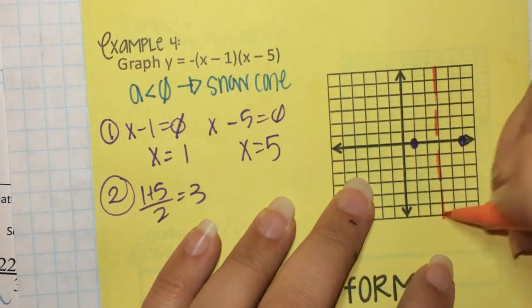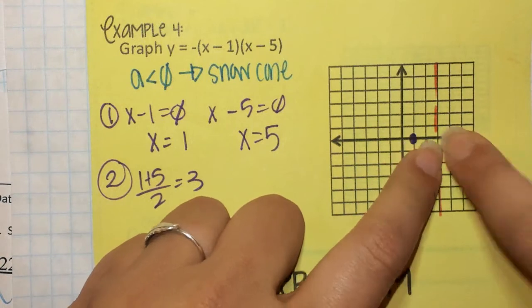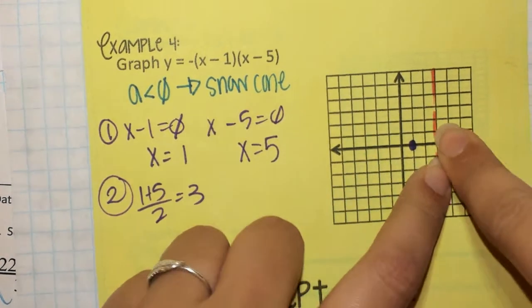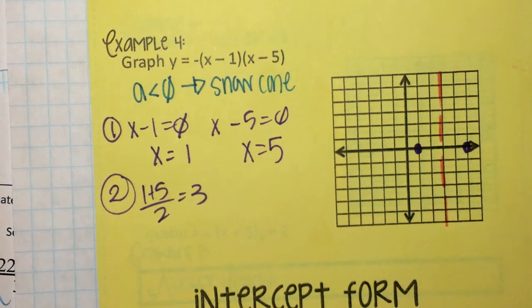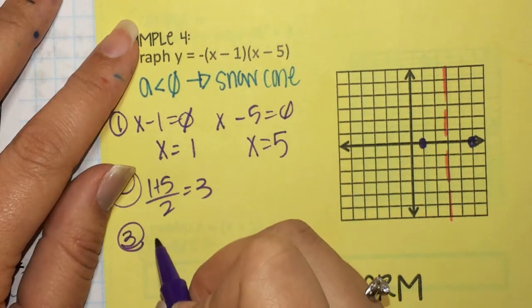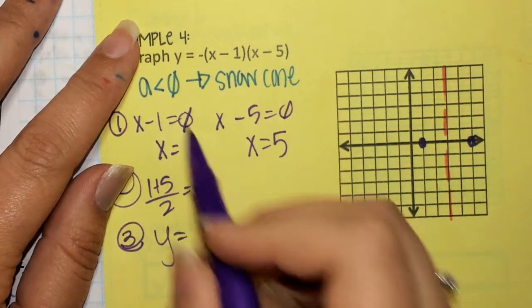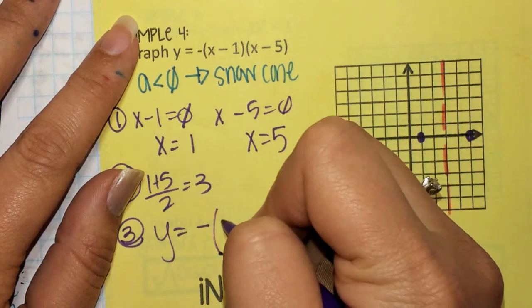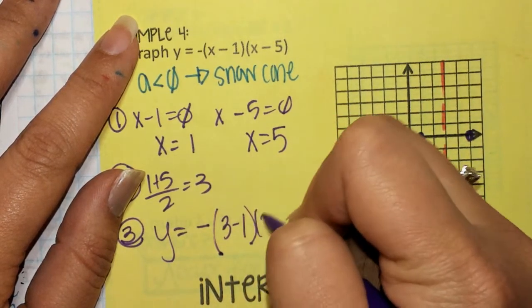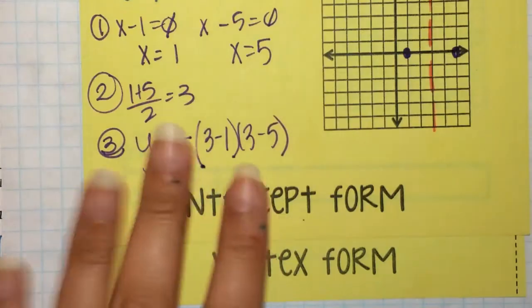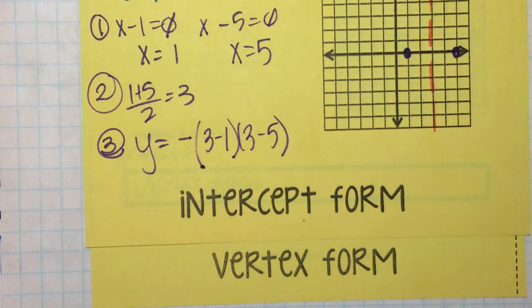Now, are each of our intercepts the same distance away from our axis of symmetry? Are they equidistant? Yes, so then we know we did it right. Now, what do I do with that 3? Plug it in to get what? Your vertex. Now, remember that negative out there? Leave it there. 3 minus 1 times 3 minus 5. It's like a negative 1 out front, okay?